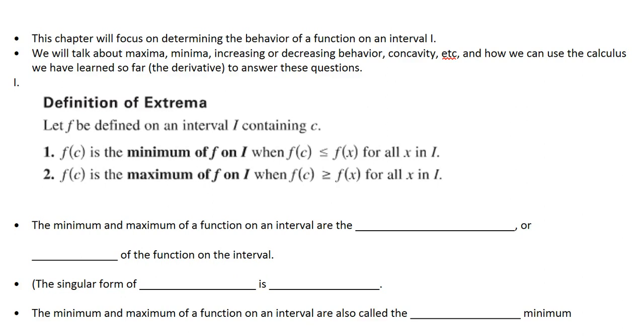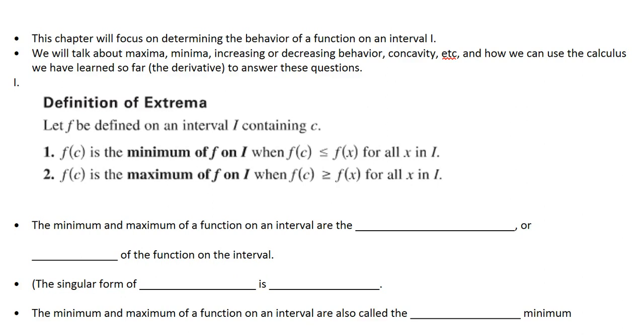So the first definition we have here is what are called extrema. If we let f be defined on an interval I containing a number c, f of c is said to be the minimum of f on the interval I when f of c is less than or equal to f of x for all x in I, and f of c is the maximum of f on I when f of c is greater than or equal to f of x for all x in I. So we're talking about on an interval I, and remember I is a subset of the domain, the maximum or the minimum is the highest or the lowest y value of the function on that interval.